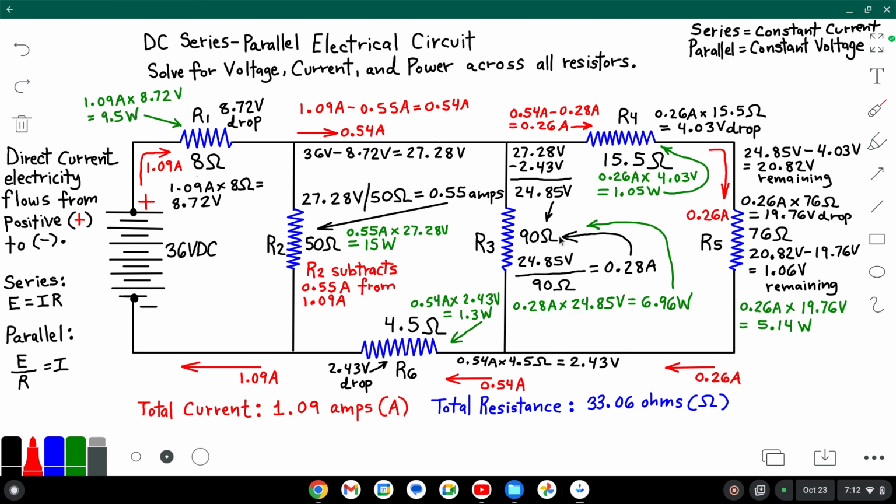R3 is 0.28 amps times 24.85 volts, or 6.96 watts at R3. 0.26 amps times a voltage drop of 4.03 volts at R4, so 1.05 watts. And then lastly, we have the 0.26 amps multiplied times a voltage drop of 19.76 volts. So R5 has a power absorbed across it of 5.14 watts.